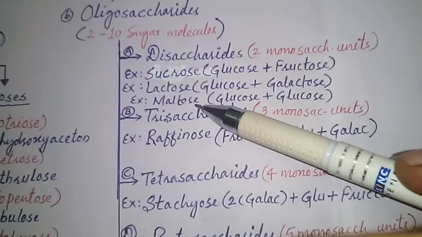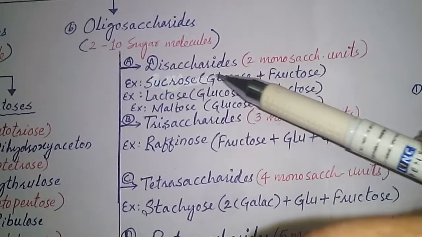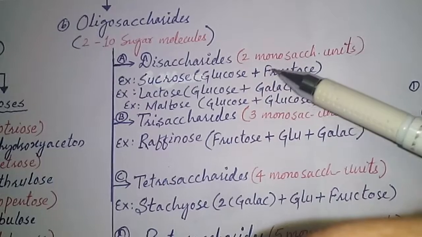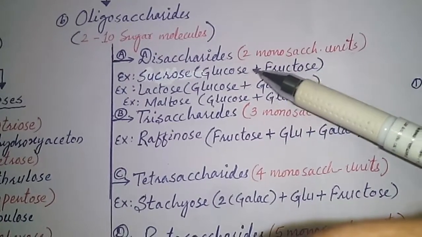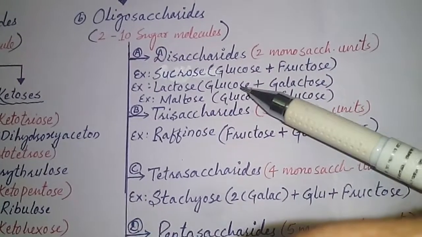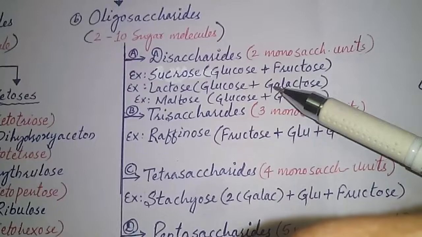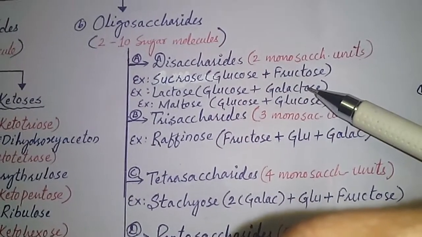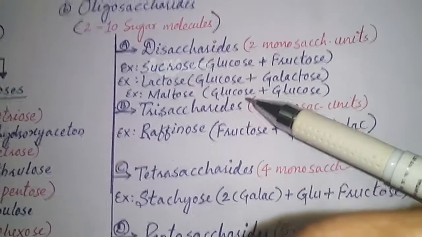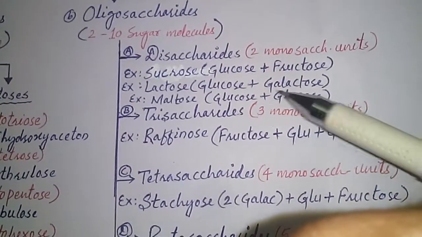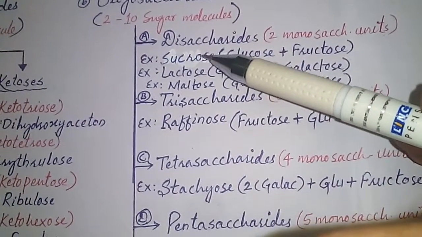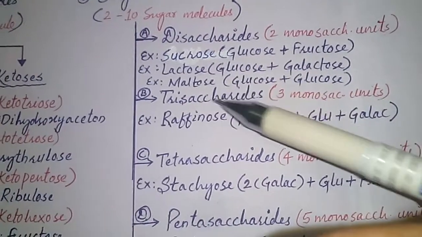The examples of disaccharides are sucrose, lactose, and maltose. Sucrose has glucose and fructose; these two monosaccharides combine to form sucrose. In lactose, glucose and galactose are the two monosaccharides, while maltose, the third example of disaccharides, has two molecules of glucose, glucose plus glucose. So these are the different examples of disaccharides: sucrose, lactose and maltose.